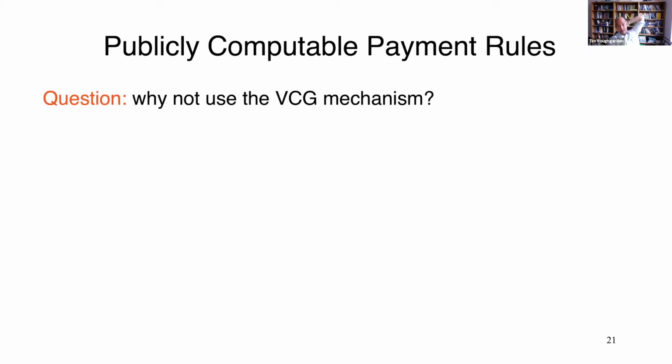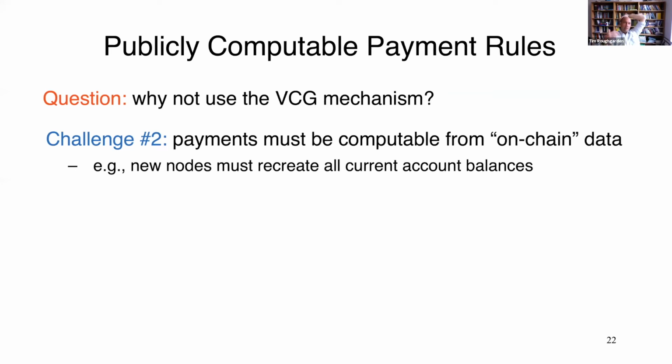All right, so now let me actually answer why we don't use truthful mechanisms like the VCG mechanism. I want to first just mention a very small issue, which is easy to overcome. And then on the next slide, I'll tell you the real reason you never hear about second price auctions in permissionless blockchains.